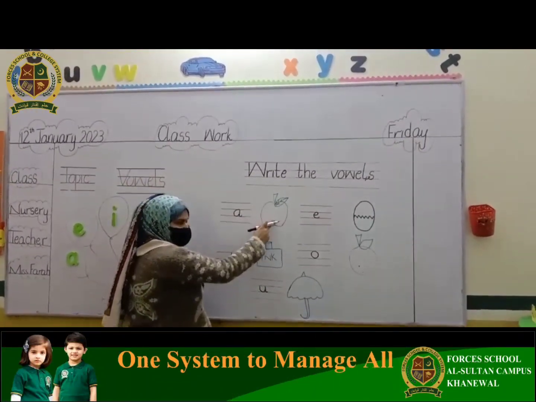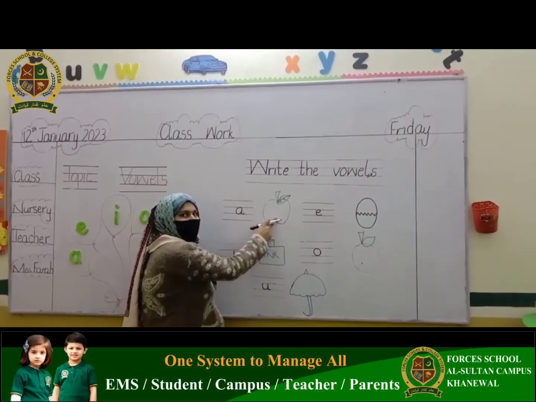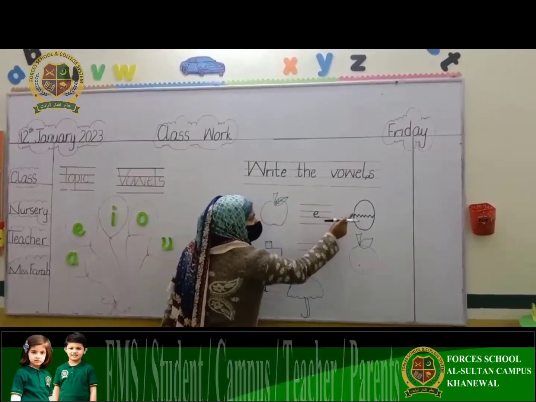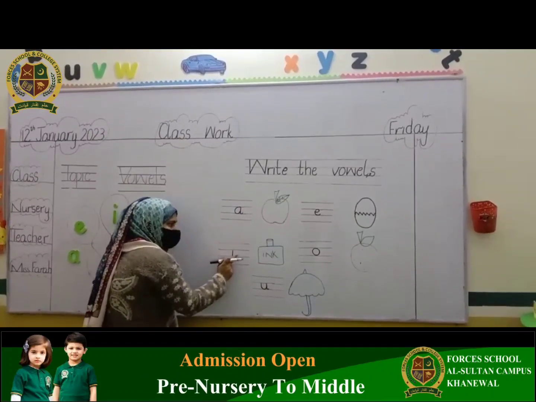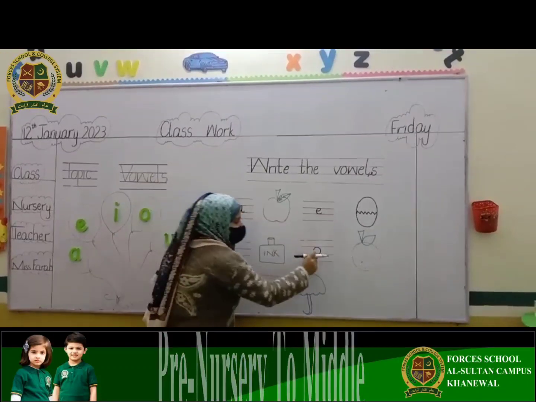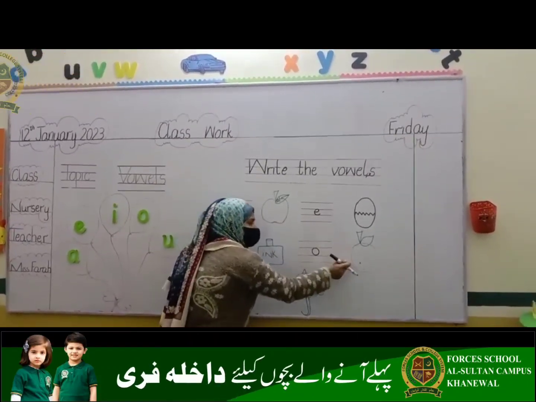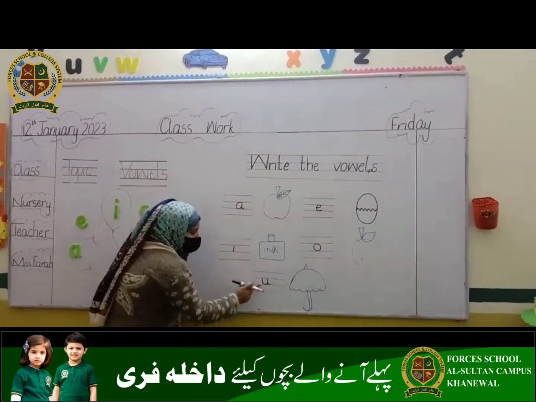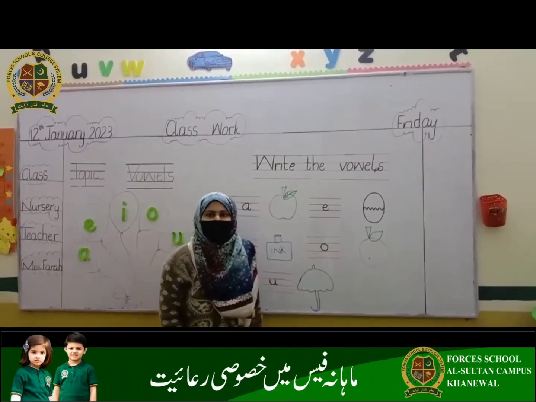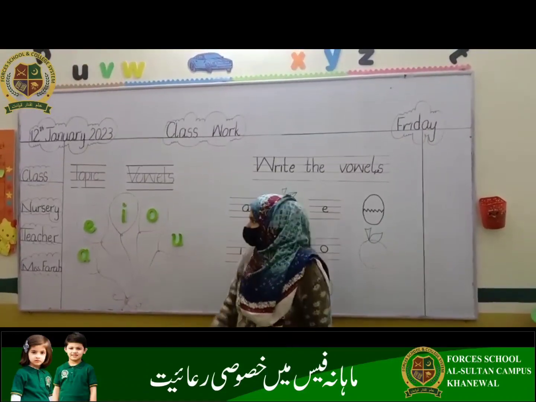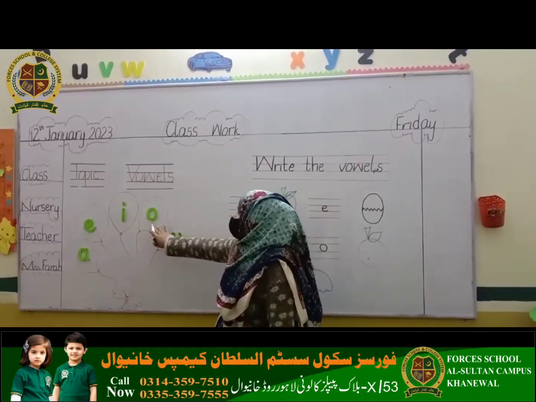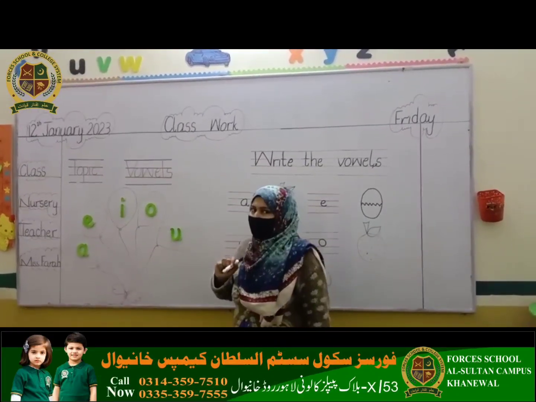A for apple, E for egg, I for ink, O for orange, U for umbrella. Again we repeat the vowels. A, E, I, O, U. You repeat with me.